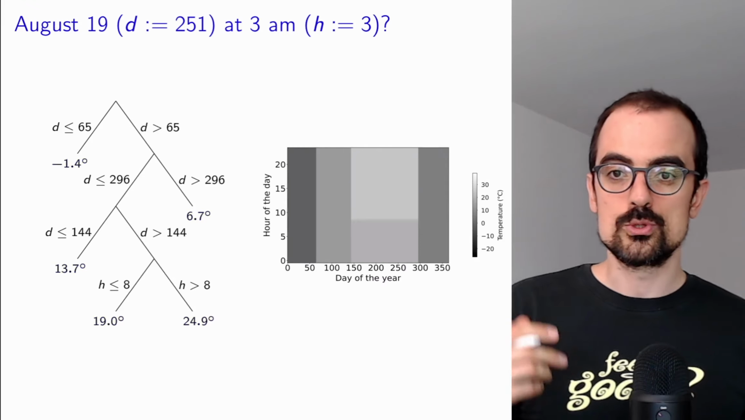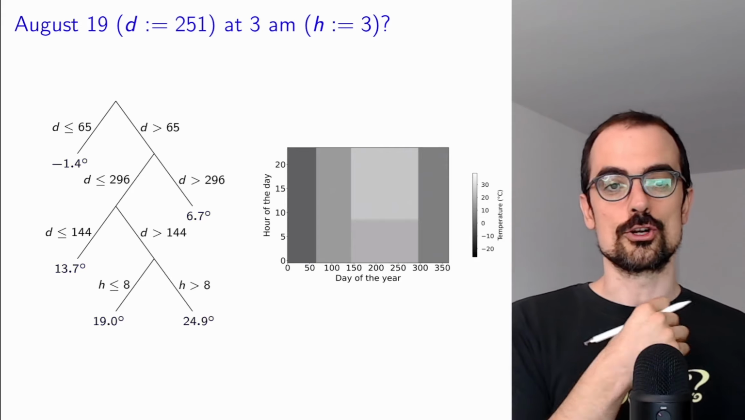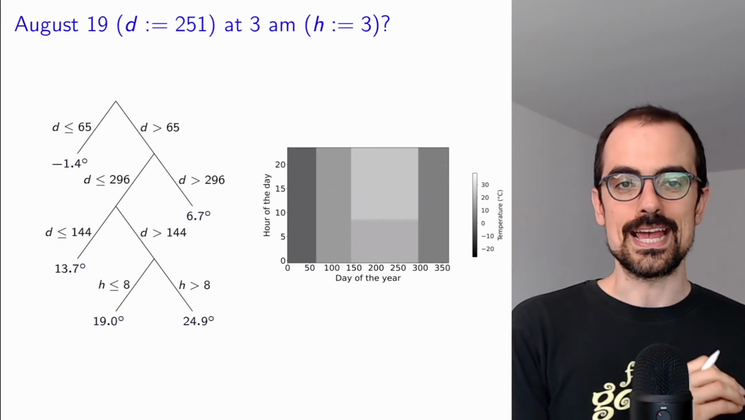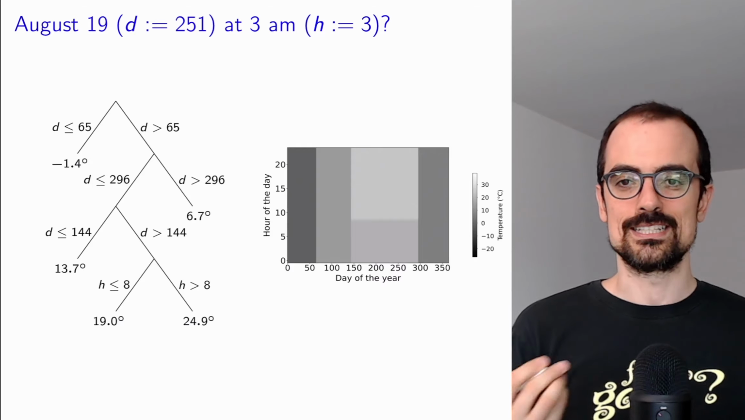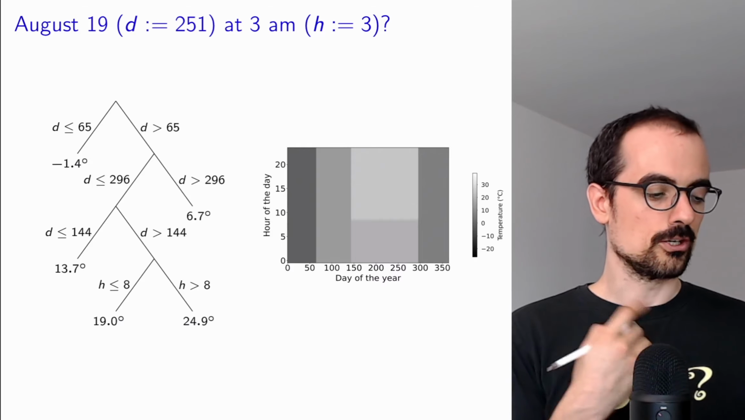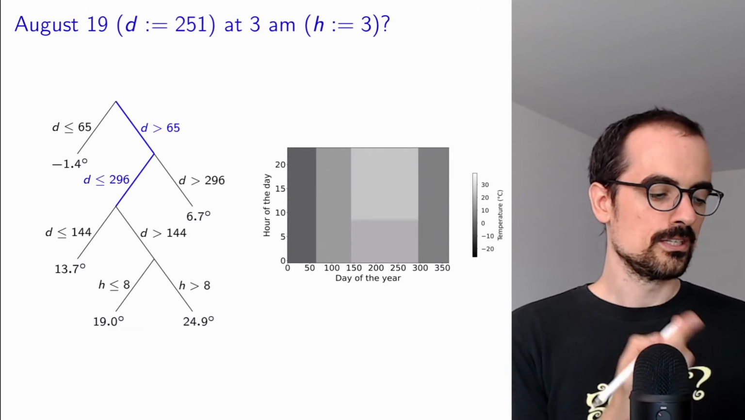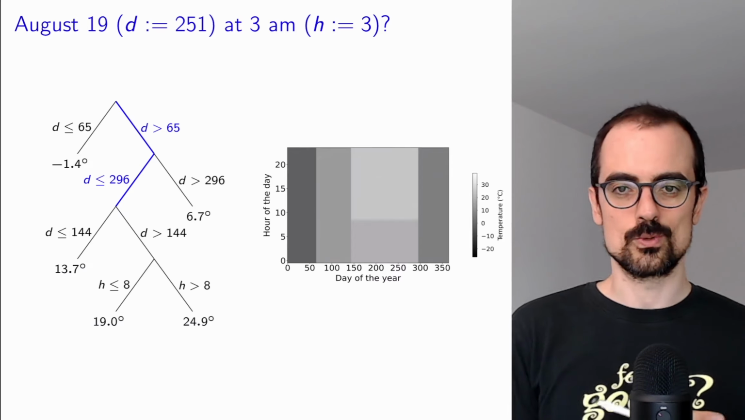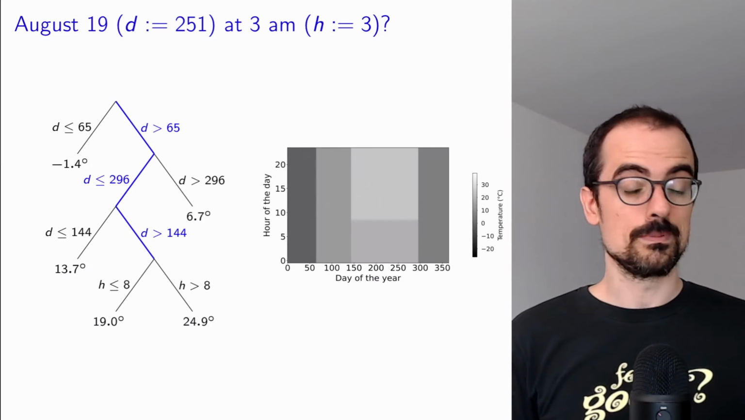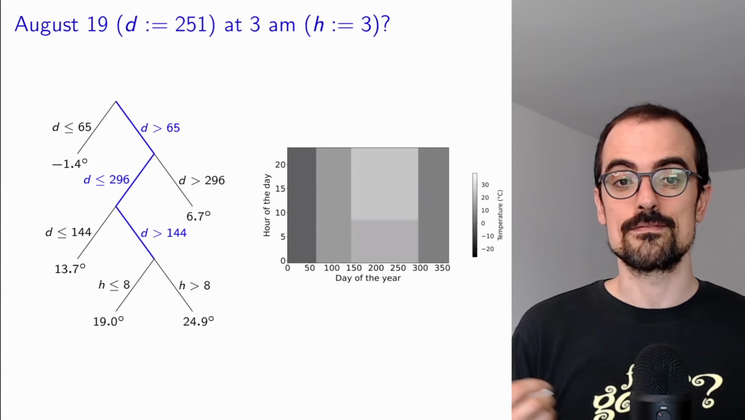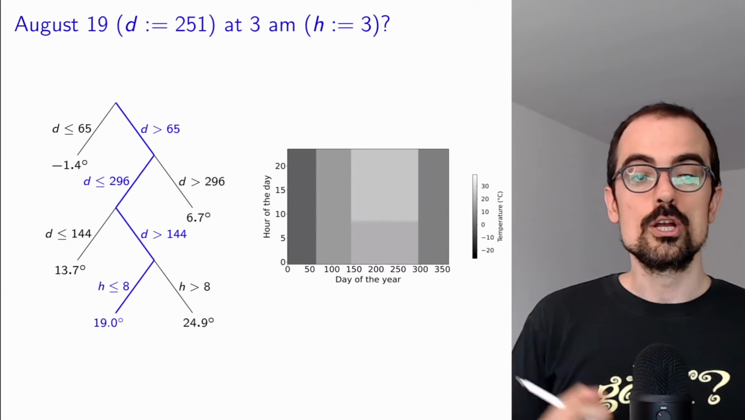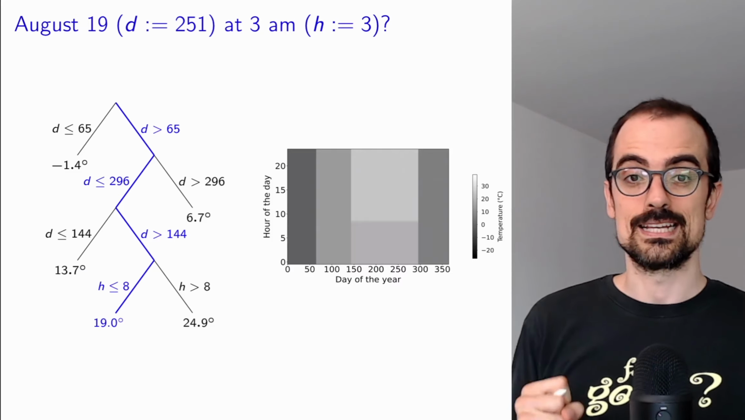Imagine now that we want to use the tree to estimate the temperature on August 19 at 3 a.m. That's day equals 251 and h equals 3. Then, because the day is greater than 65, we have to go that way in the tree. The day is smaller than 296, we go left. Then we go right because it's larger than 144. And finally, we go left because the hour is less than 8.